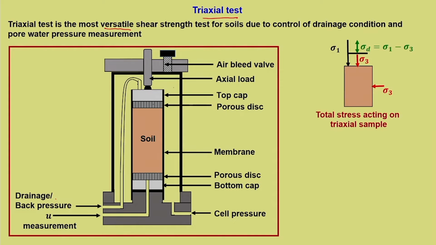So, when the stress is applied or when the load is applied onto the soil sample, this is how it looks like. So, it is the total stress acting on triaxial sample. The first is the confinement that you give, sigma 3, and then is the axial load which comes from here. So, that is denoted as sigma 1.